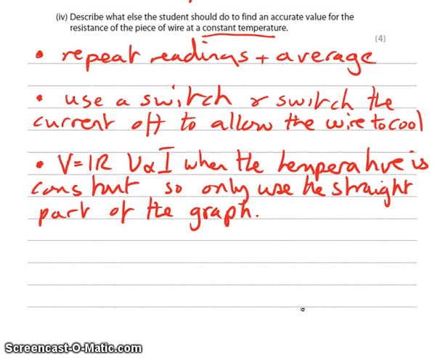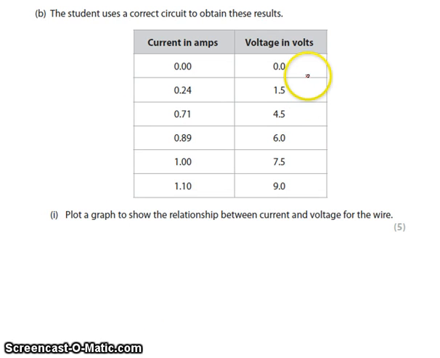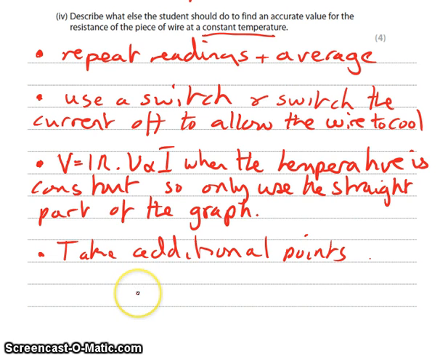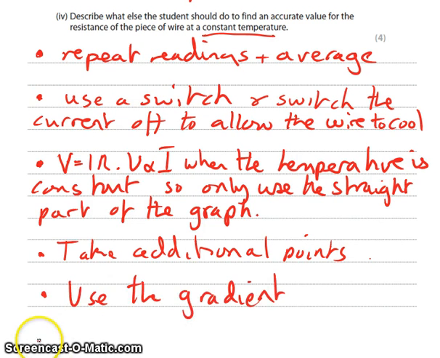Another way of improving the accuracy of your value for your answer is to take more readings, but take more readings at different values. So here the idea is to take more readings, so maybe at 1 volt, 2 or 3 volts here, 5 volts here. So the idea is to put extra readings between the voltages that you've recorded already. And as mentioned before, you use the gradient of your graph to find the resistance. And the final mark is for giving an instrument to measure the temperature of the wire to make sure it is kept constant. So I suggest here a digital thermometer.